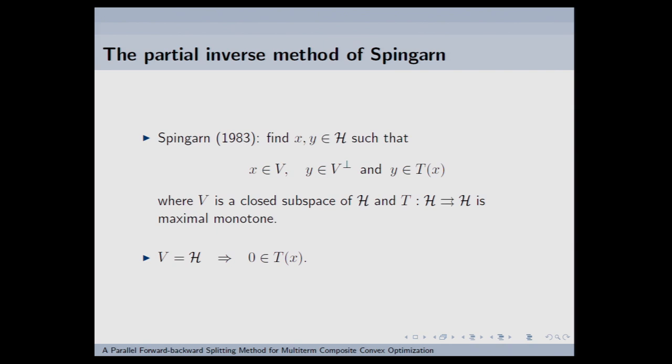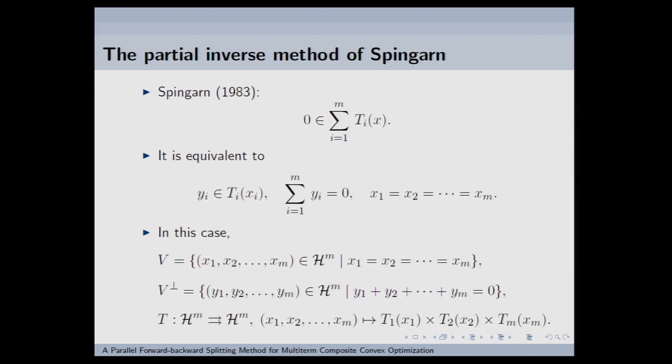Let's talk about the composition or splitting. So Spingarn in the '80s proposed this problem. Instead of a monotone inclusion problem, zero in T of x, you give T and a subspace V. So you want to find a pair y in T of x, the primal variable x in V, and the dual y in V perp, the orthogonal complement. And of course, if V is the whole space, this problem reduces to find a zero of T. Okay?